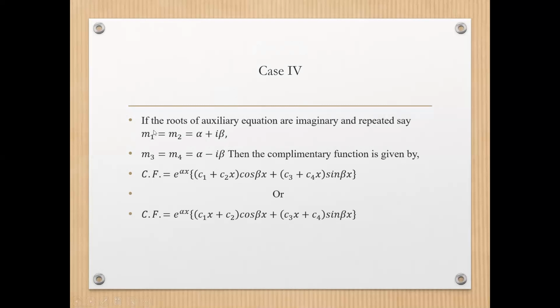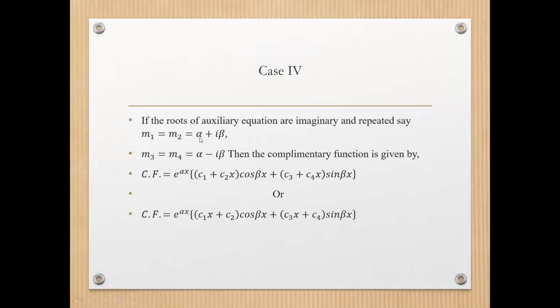Case number 4 is when the roots of the auxiliary equation are imaginary and repeated. In the last case, we saw that if the roots of the polynomial f of D are complex conjugates, how to write the complementary function. Here the roots are again the same: m1 is equal to m2, meaning the roots are alpha plus i beta, alpha plus i beta, and m3 and m4 are alpha minus i beta, alpha minus i beta, then m5, m6, and so on. For convenience, consider the first 4 roots only.